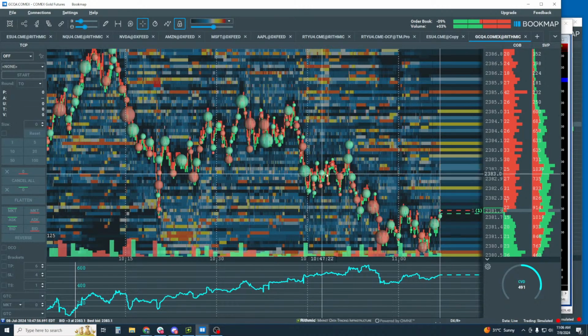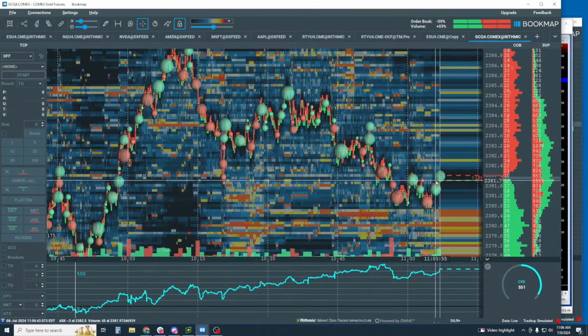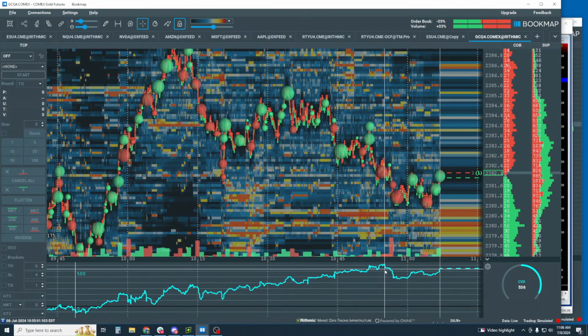CVD, we see tons of buying coming in. Big divergence there in the buying, and yet price is being held down.